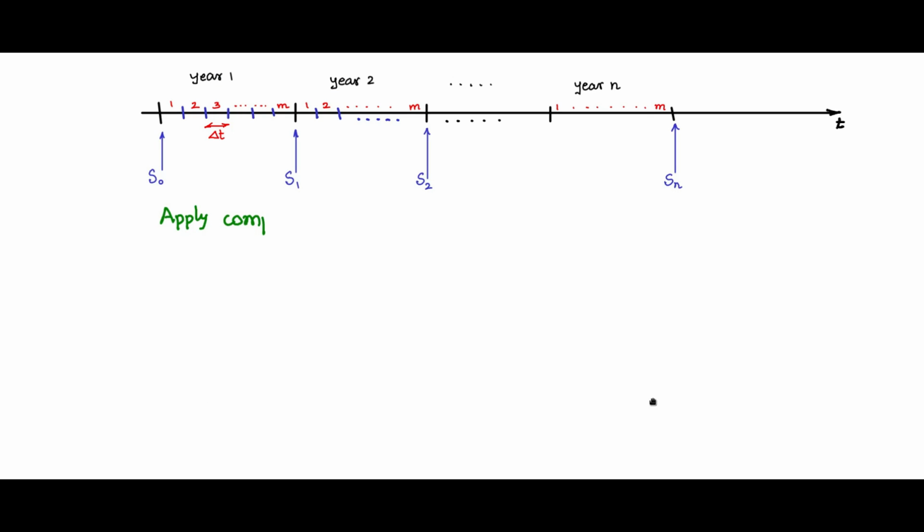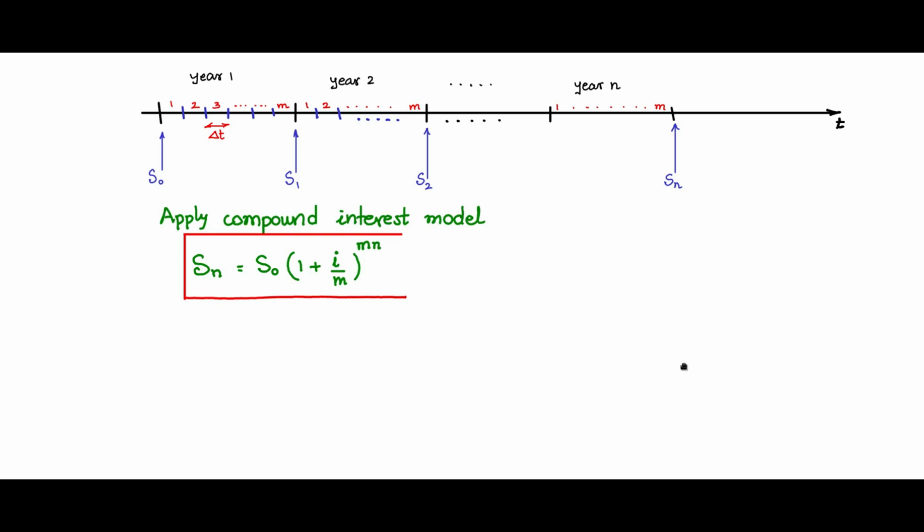Now let us apply the compound interest model. Sn equals S0, the starting value, times (1 plus I), was the original compound interest model. Here the interest per interval is I by m. So 1 plus I by m. And how many intervals are there? There are n years, and each year has m intervals, so n into m intervals. So this would be the discrete compounding formula.